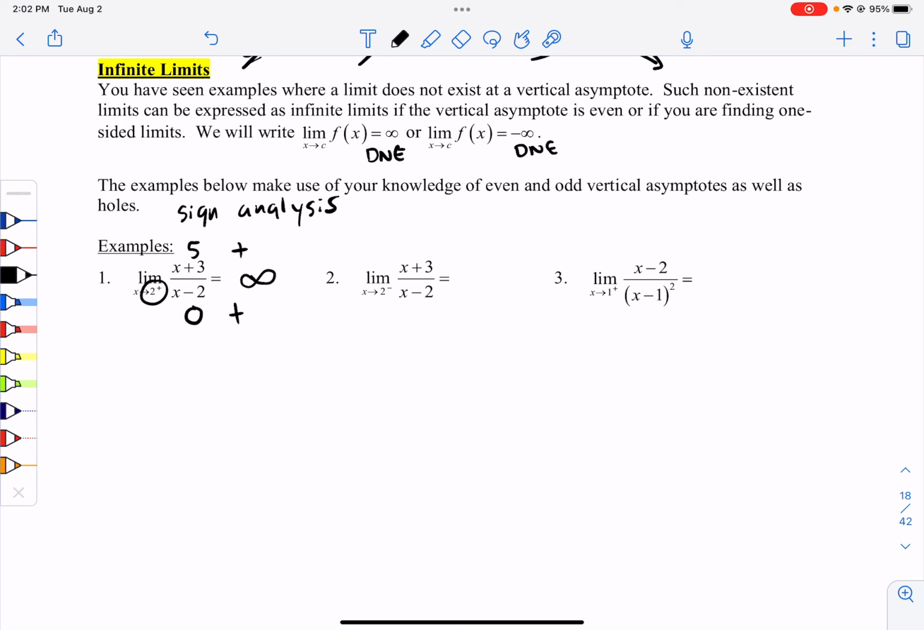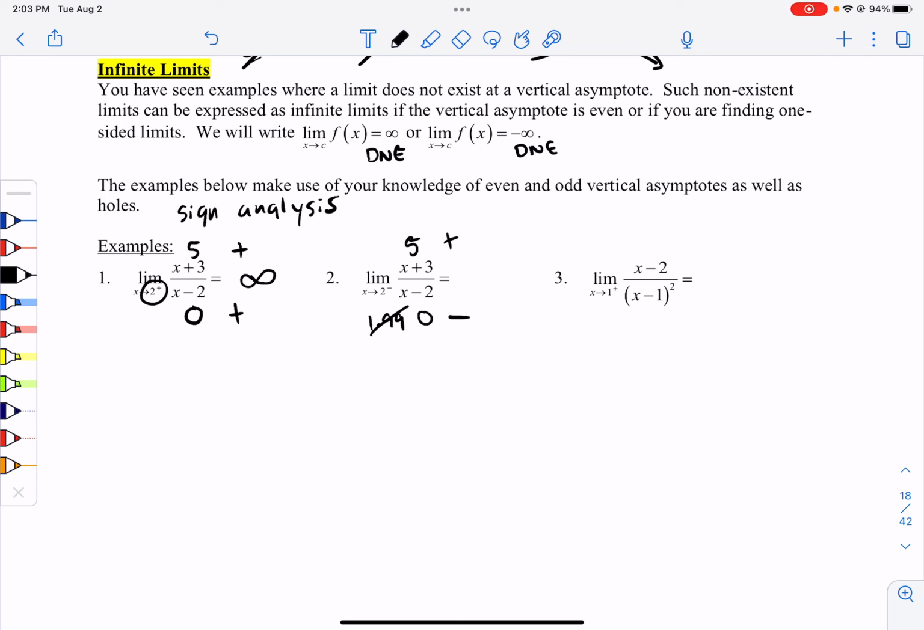If I plug a number a little bit smaller than 2 on top, then I get a number around 2 plus 3, and again, that's about 5-ish, but I'm at a positive number. That's the part I care about. If I take a number a little bit smaller than 2 and put it on the bottom, something like 1.99, and then I subtract 2 from it, again, I'm getting really close to 0, but I'm smaller than 0 because I'm subtracting a bigger number. So my bottom is a negative number. Some number, I don't know what it is, but it's negative.